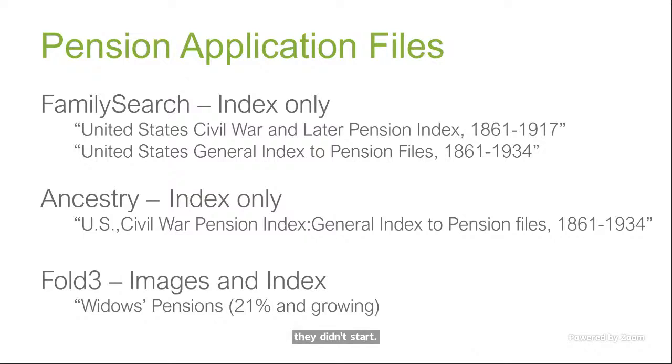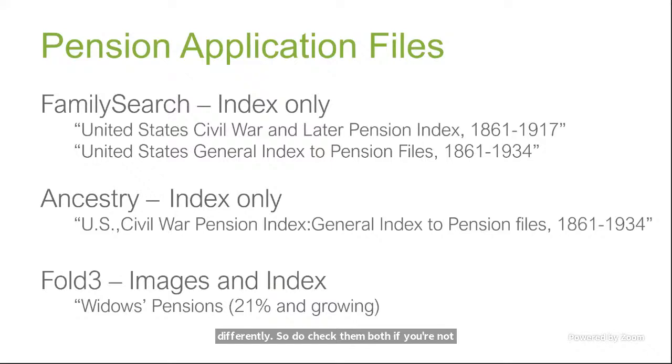Okay, let's talk about the pension application files. Family Search has index only. What they have is those cards that we showed you in the very beginning of the pension section. So we have two databases where you can look at those pension cards. Okay, Ancestry also is index only, and has the same exact digitized set. But sometimes their search engines work a little differently. So do check them both if you're not finding it in one or the other.